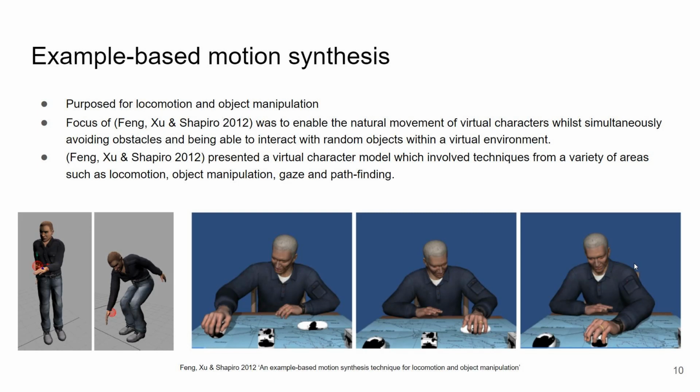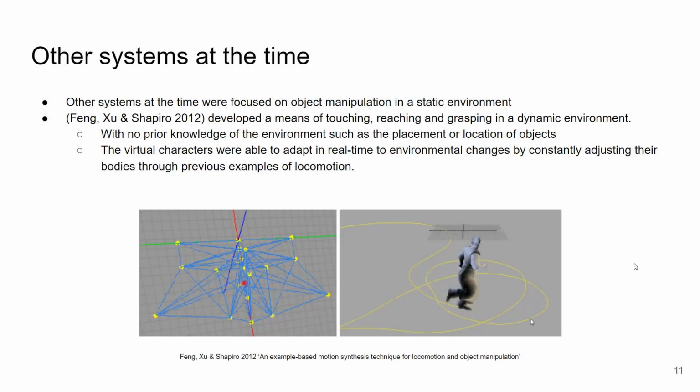Feng Shui and Shapiro presented a virtual character model which involved techniques from a variety of areas such as locomotion, object manipulation, gaze, and pathfinding. By incorporating example-based locomotion, Feng Shui and Shapiro were able to provide natural character movement at sufficient speeds for many real-time applications. While many other systems at the time were focused on object manipulation in a static environment, Feng Shui and Shapiro developed a means of touching, reaching, and grasping in a dynamic environment.